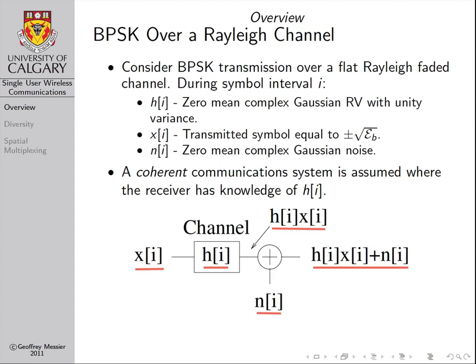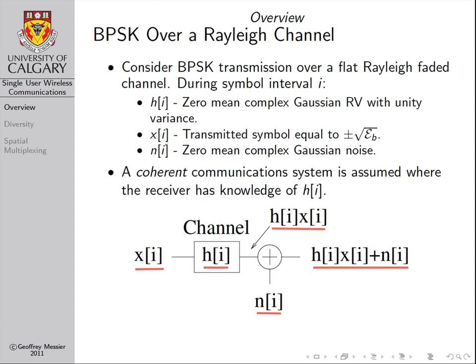And the matched filter would essentially convolve the received signal with a flipped and shifted copy of the transmitted symbol pulse shape. And so basically we use exactly the same receiver structure in a wireless system.